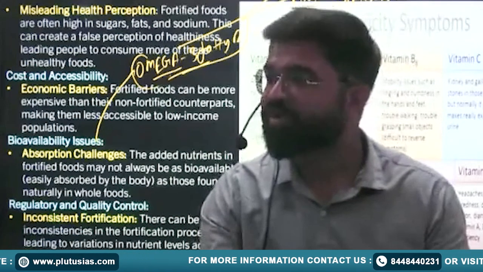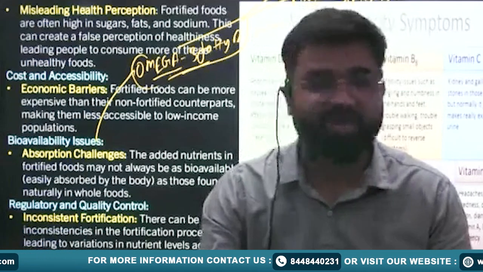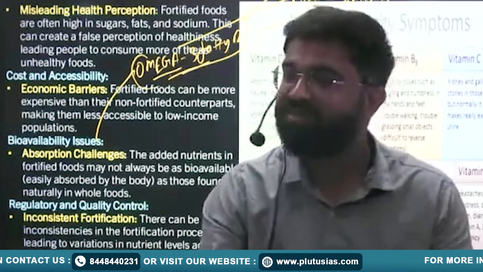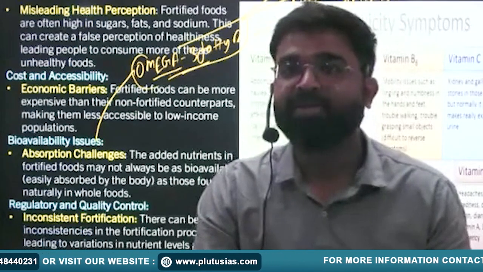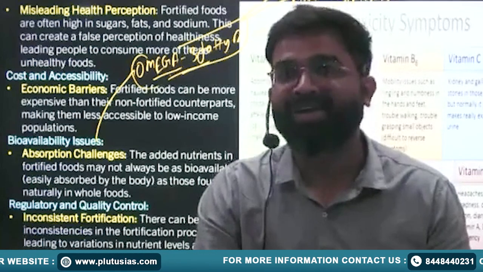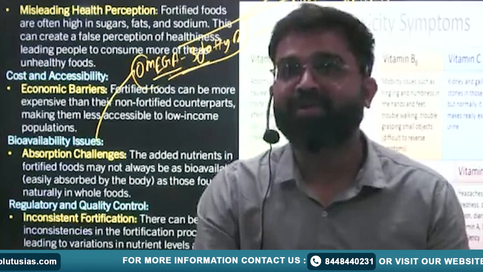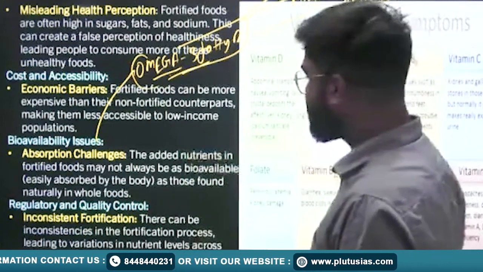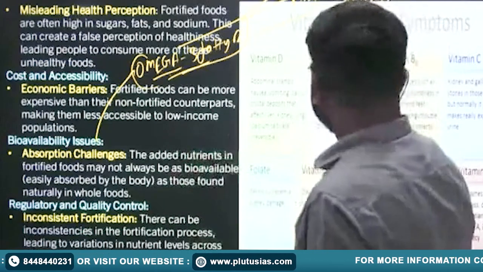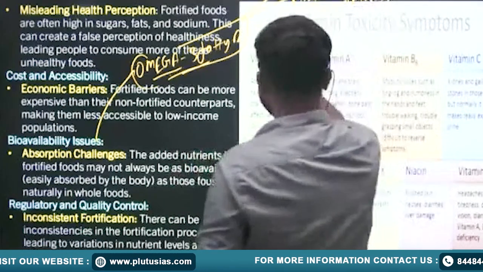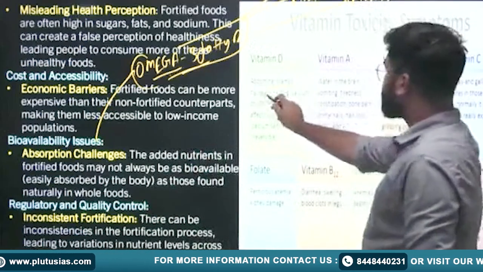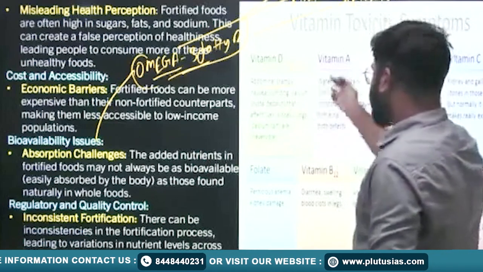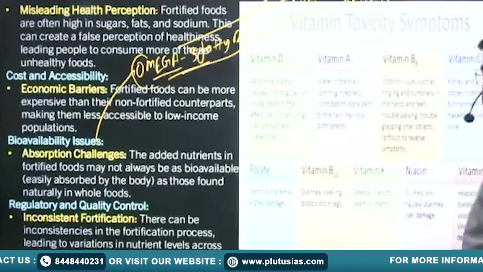क्यों? नहीं तो hypervitaminosis हो जाएगा. आपका already vitamin A का level अच्छा है और आप ऊपर से और खाए जा रहे हो. दिक्कत होगी ना, वो इसी वजह से बोलते हैं. ठीक है? So absorption challenge is also one of the challenges. Then regulatory control. Vitamin toxicity symptoms, vitamin D: abdominal cramp, nausea, vomiting, affects liver, kidney, etc. Ye dekh lena isko ek bar. Theek hai.